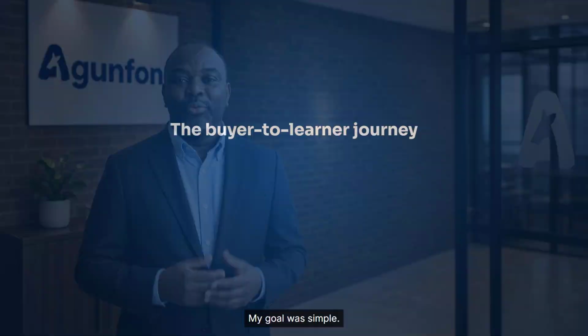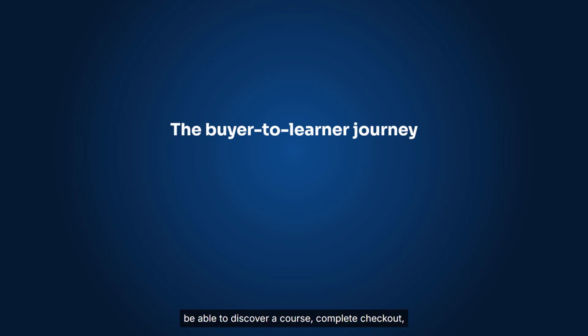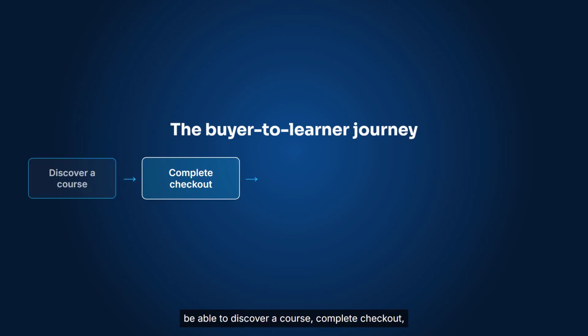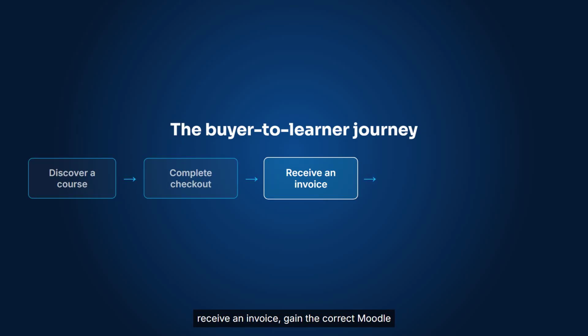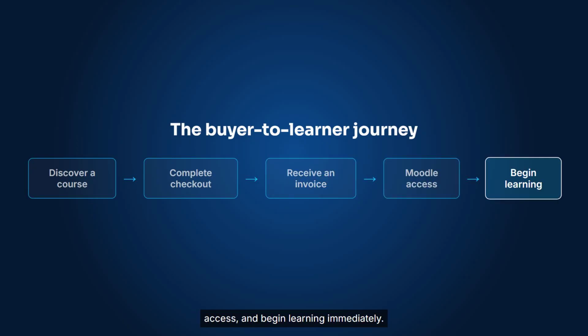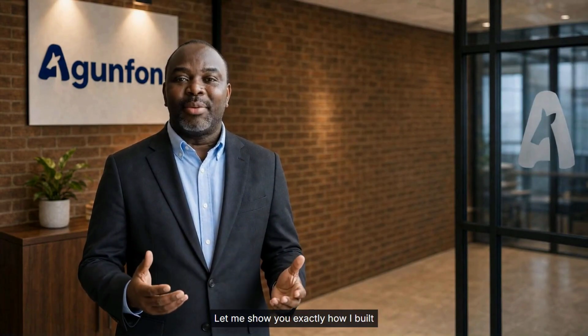The software license cost was zero, and the scope of the finished system could easily represent a $20,000 professional implementation. My goal was simple. Before the clock stopped, a customer had to be able to discover a course, complete checkout, receive an invoice, gain the correct Moodle access, and begin learning immediately. Let me show you exactly how I built it.